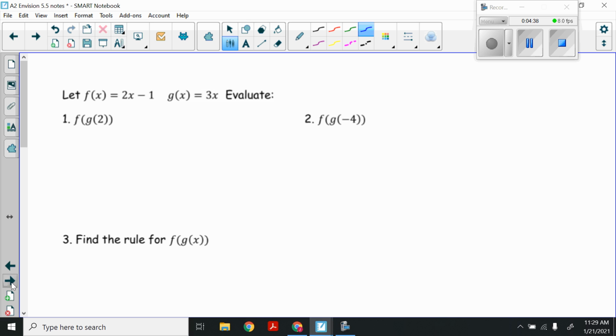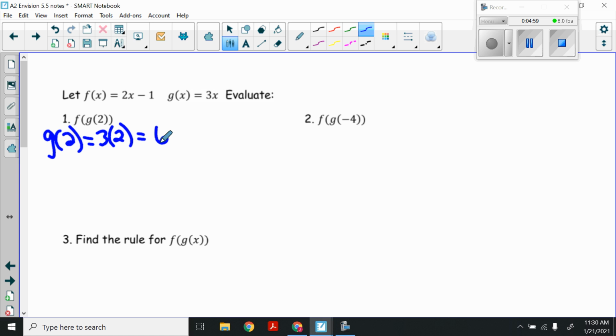f of x is 2x minus 1. g of x is 3x. So I'm going to evaluate. So I know when evaluate 1 and 2, we're going to get numbers for answers. Okay? So first, g of 2. We'll look on the inside. So g of 2, g of x and 3x. So 3 times instead of x, 2, I get 6.